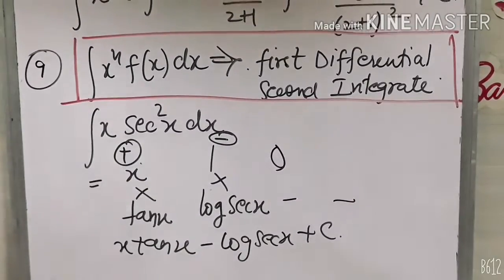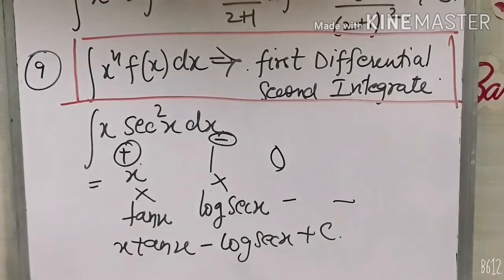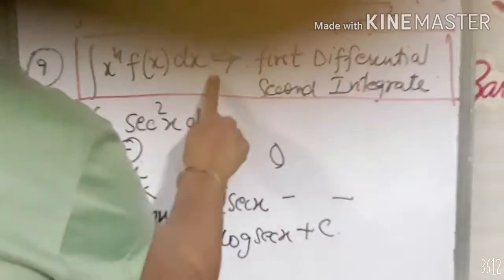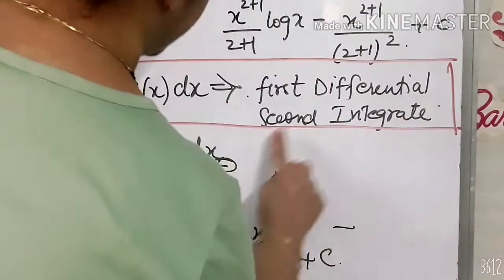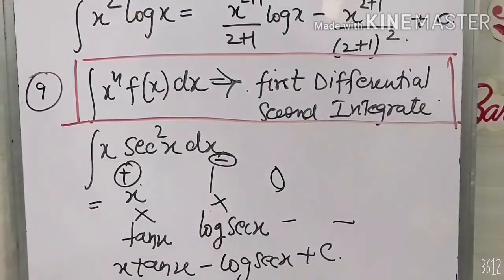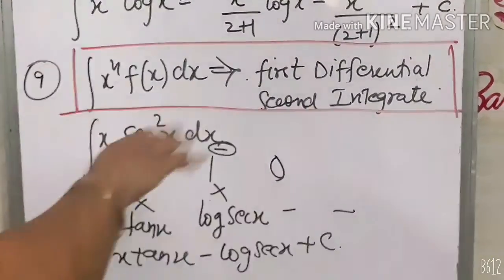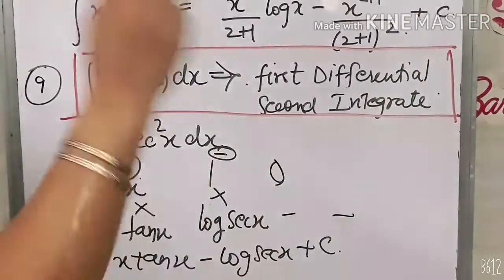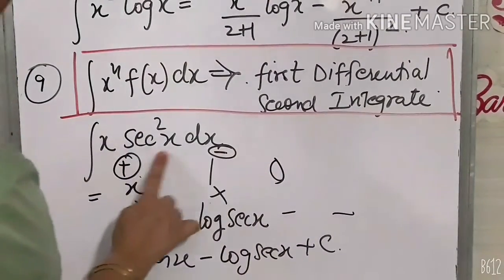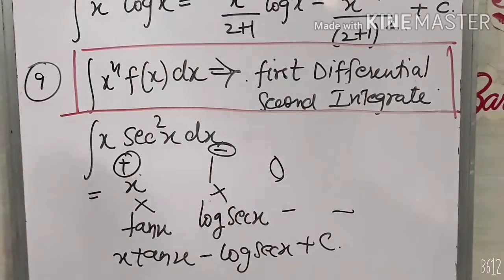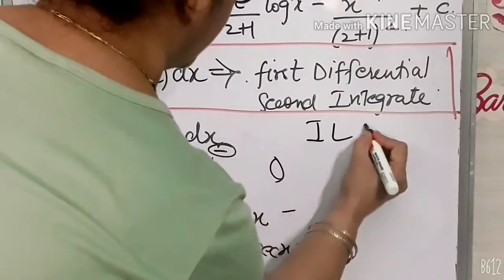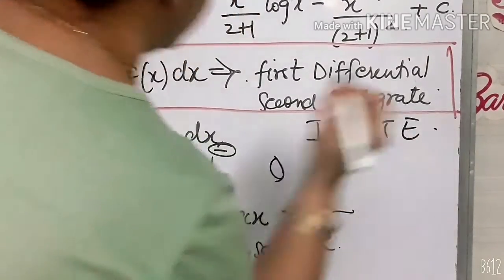Now, fx means it can be a sin x, it can be a trigonometric function, it can be an exponential function. I took one of the example also with a trigonometric function. First of all, here I wrote it first differentiation and then second integrate. Means the first function we need to differentiate till we are not getting 0. Second, we need to integrate.